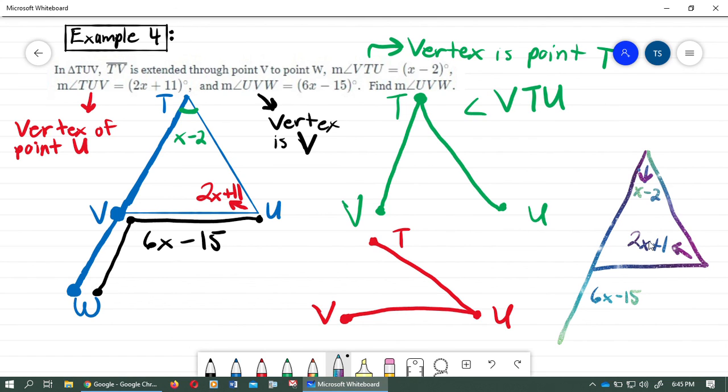So you've got your exterior angle and two of the remote interior angles. All right, so we're going to look at one more example very, very quickly. I'm just going to show you how to set it up and how to draw out your own diagram.